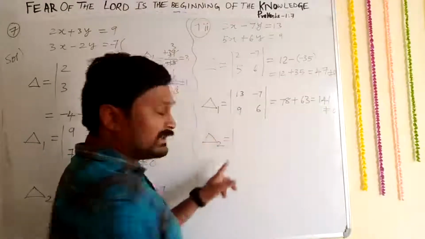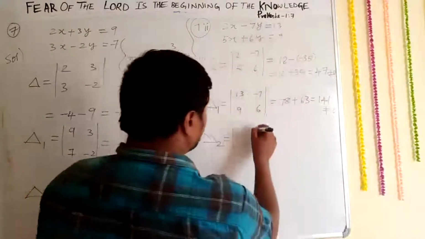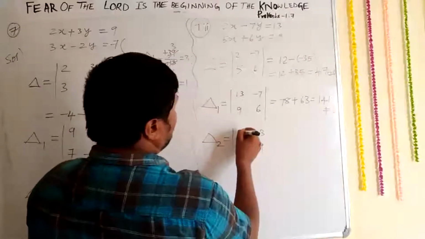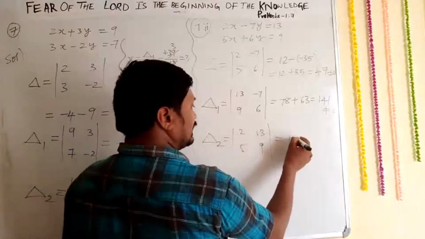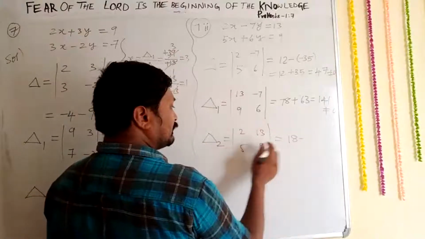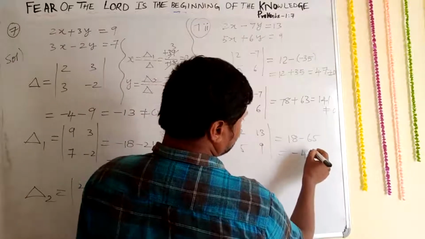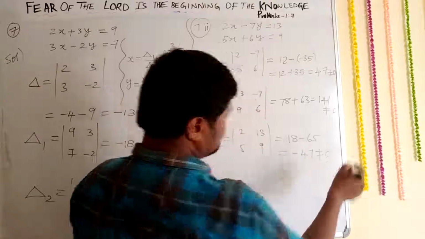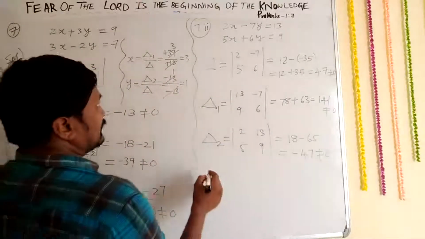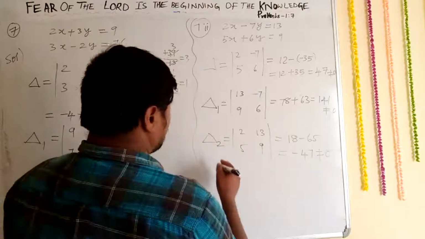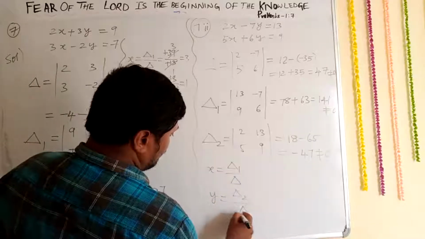So here, delta 2 means the second column is fully replaced with 13 and 9. So right here 13, 9, and the remaining 2, 5 as it is. So 2 9s are 18, minus 13 5s are 65. So when you simplify it, minus 47, which is not equal to 0. So you got now all three. Now we just need to simplify what is x, what is y, equal to delta 1 upon delta.